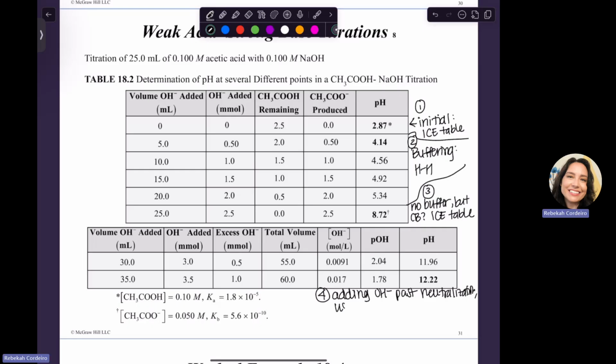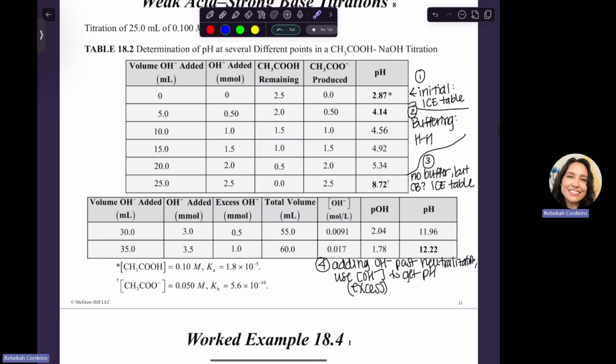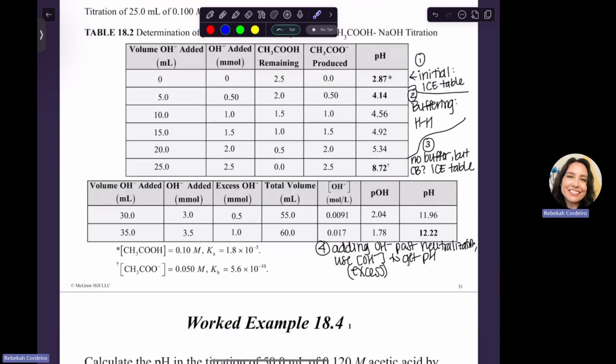Just use OH concentration to get pH. And it's specifically excess, not total. Not total amount added, right? Because we remember we're adding, and then we get to that point where we're at 0. How much more do we add over that? That's how we get this molarity. So this molarity is millimoles divided by milliliters, which gets you molarity because the millis cancel.